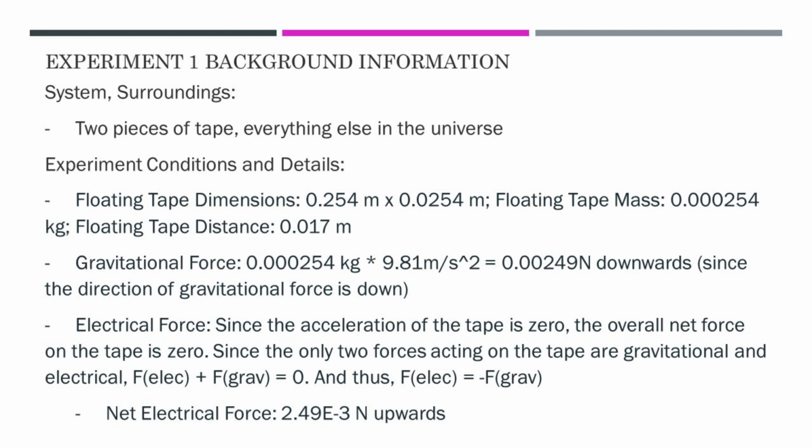Gravitational force is 0.00249 newtons downwards, because the direction of gravitational force points down. The electrical force is the opposite of this, 0.00249 newtons upwards. This is because the acceleration of the tape is zero, so the overall net force of the tape is zero. And since the two forces acting on the tape are gravitational and electrical, the electrical has to be the opposite direction of gravitational.